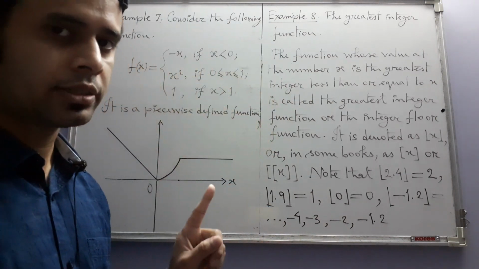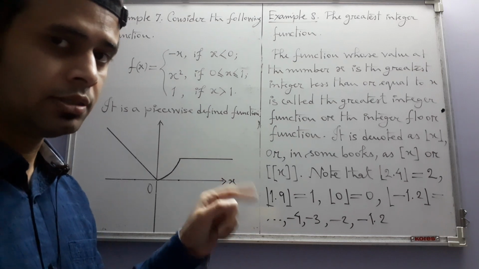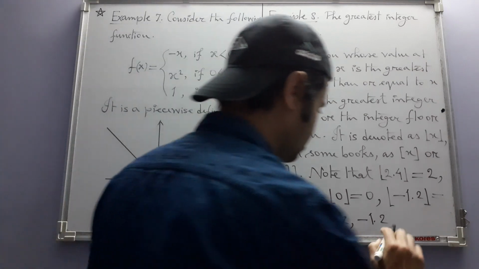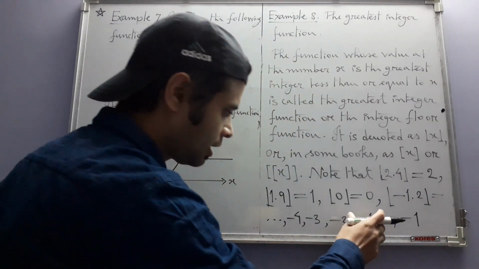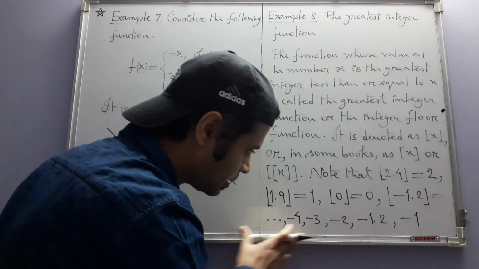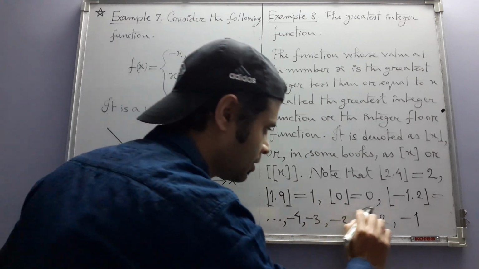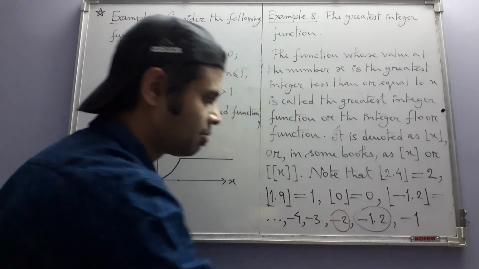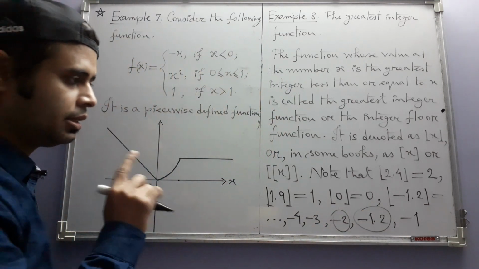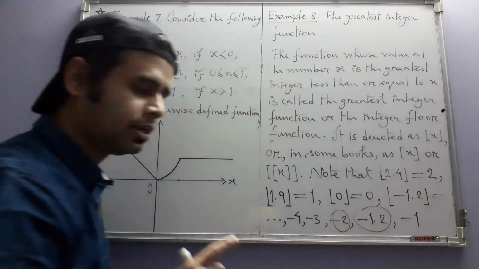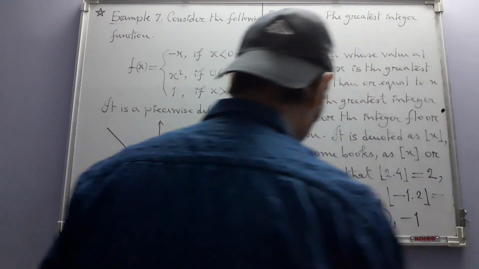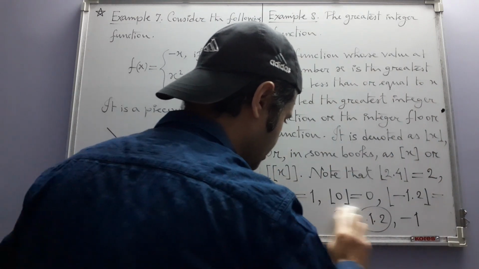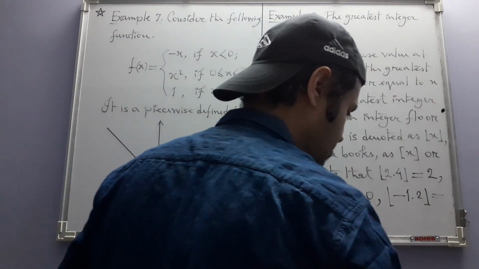Minus 1 is not less than minus 1.2. Minus 1 is greater than minus 1.2. Minus 1 lies on this side. So among these integers less than minus 1.2, the greatest is minus 2. So instead of getting minus 1 here, you are actually getting minus 2. So be careful to formulate such rules.